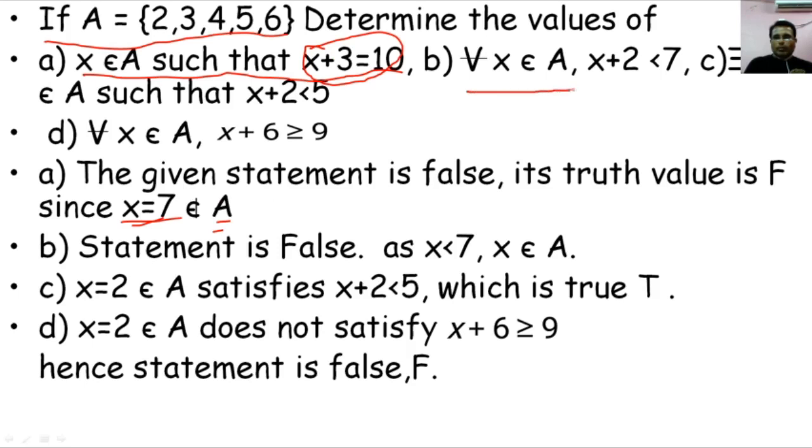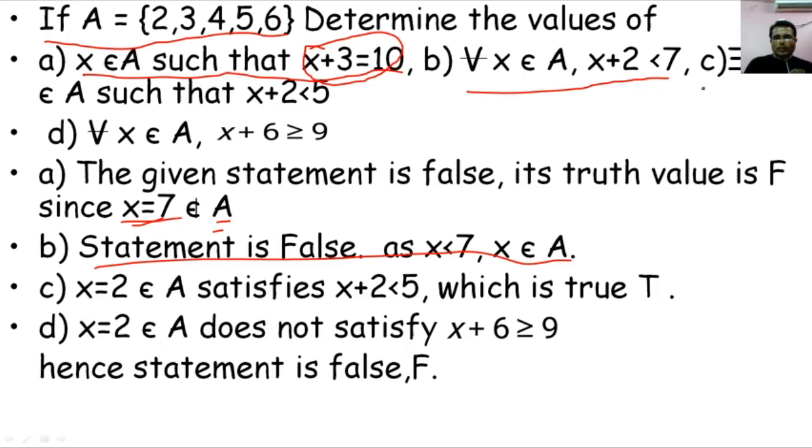The second statement, for all x belongs to A, x plus 2 is less than 7. Again this is a false statement because for every x, x plus 2 is not less than 7. For example, if you consider 6 plus 2, it is 8. 8 is not less than 7, therefore it is false.